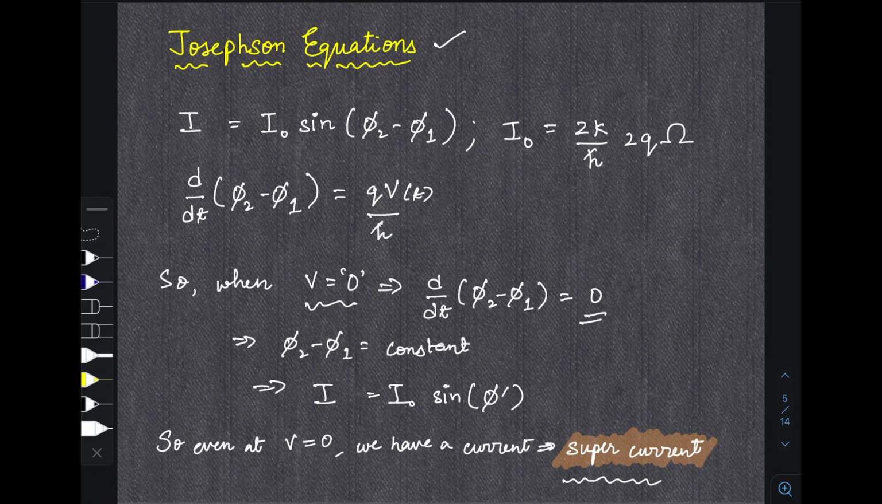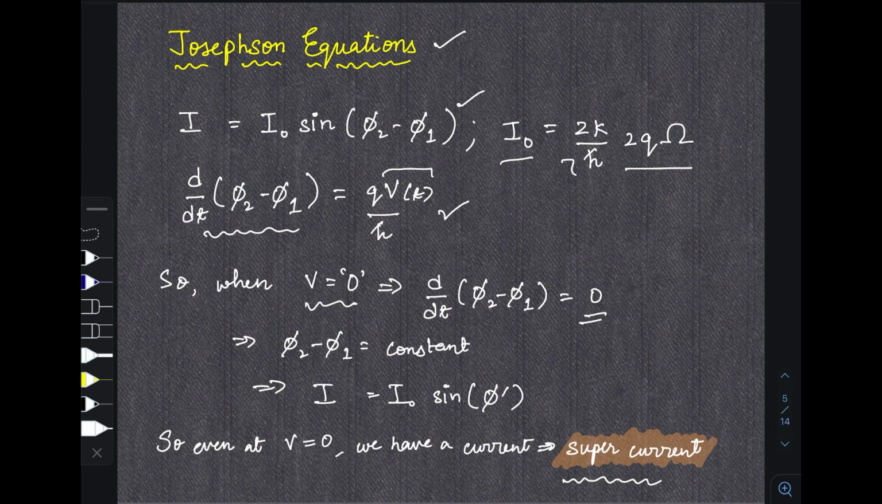The Josephson equations basically describe the dynamics of the Cooper pairs in the Josephson junction. So as we can see, the first equation here describes the behavior of current with the phase difference of the superconducting materials. We can see that there is a sinusoidal relation between the current and the phase difference. I0 is a constant value and it is based on the device parameters of the Josephson junction. We can also see that the second equation gives us the time evolution of the phase with a change in voltage.